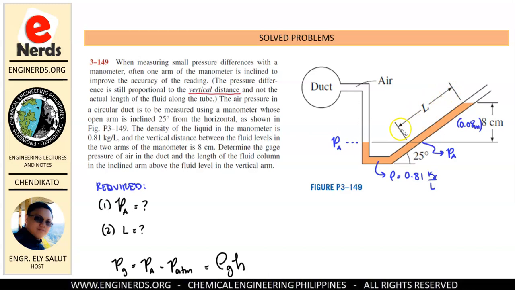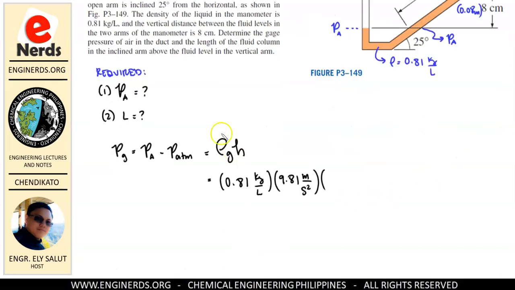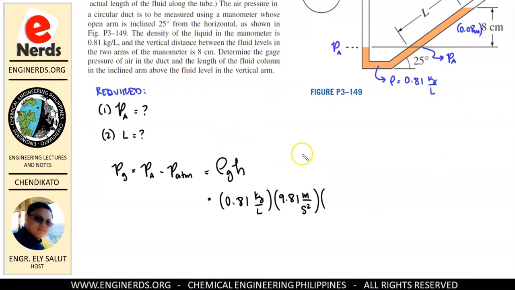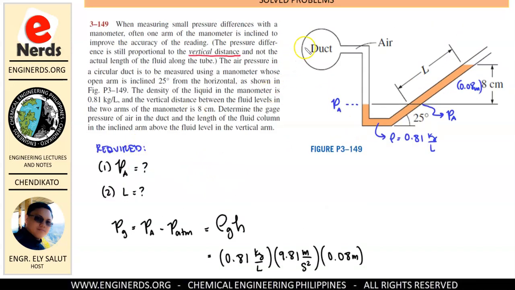But we are not concerned with that when we are solving for our pressure in the manometer. Our concern is the vertical height. So our height will still be this one, not this L. Our height will be the vertical distance, okay? So that means our H here is equal to 0.08 meters. Alright. So, tandaan natin, ang hinahanap natin is yung pressure sa ating duct.